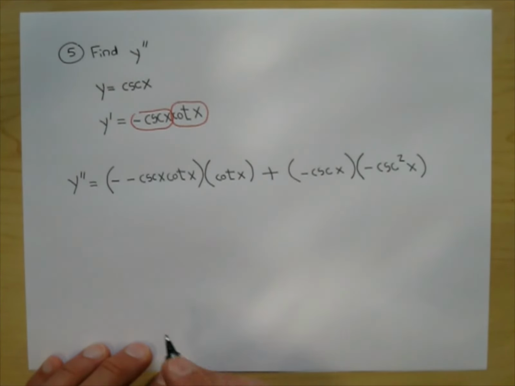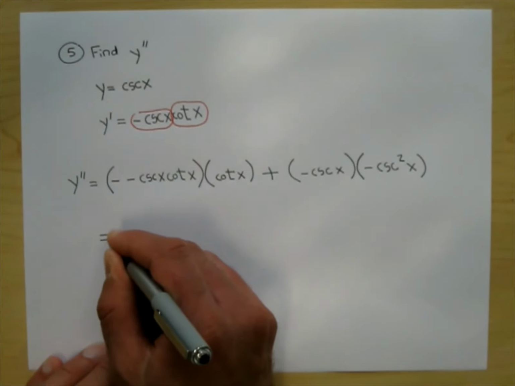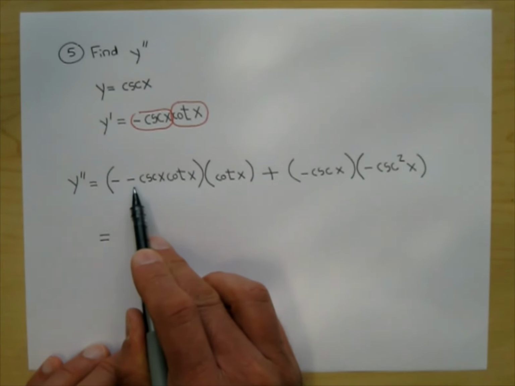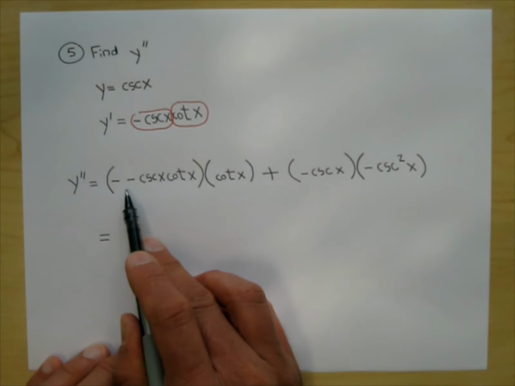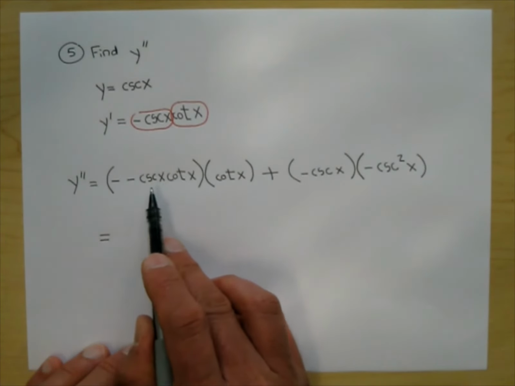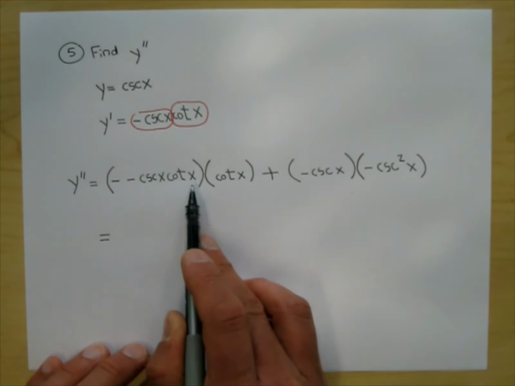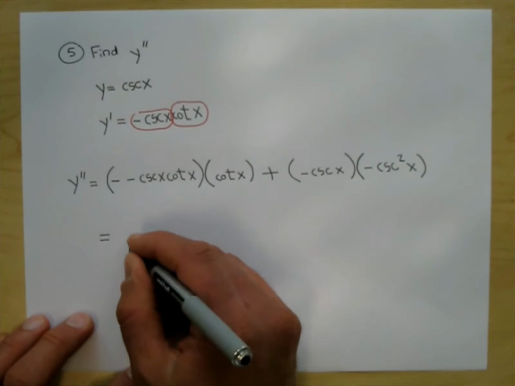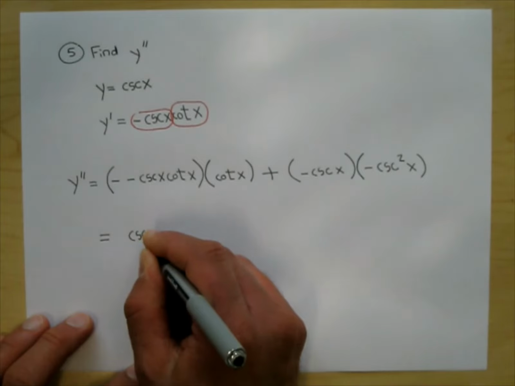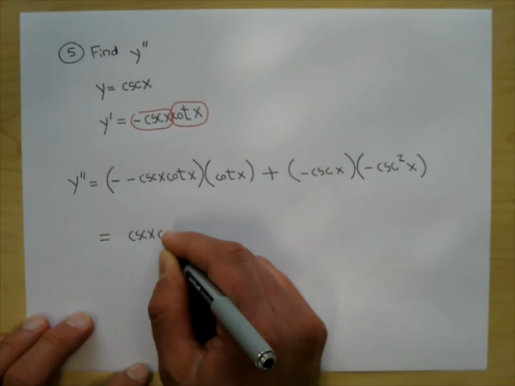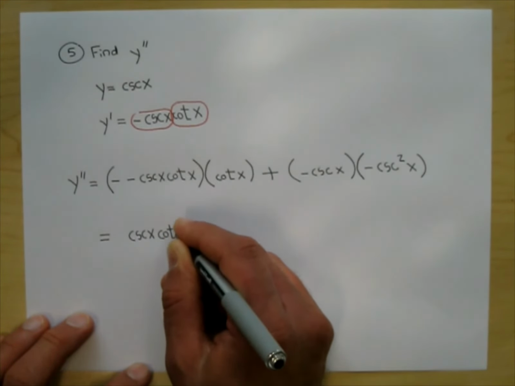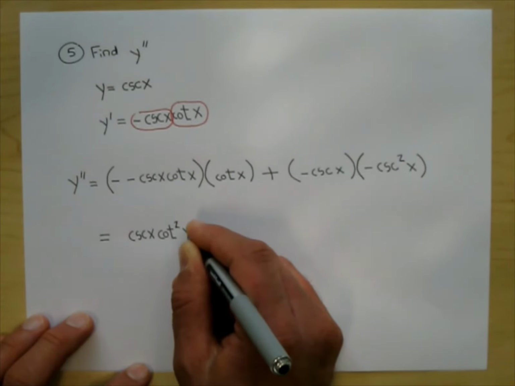So let's go ahead and clean this up. This second derivative, there's two negatives there. So it looks like we'll just write a positive. And we have a cosecant times a cotangent times a cotangent. So this is cosecant x cotangent squared x.